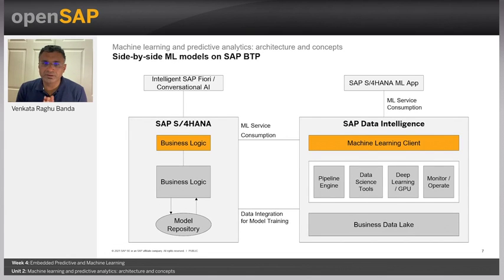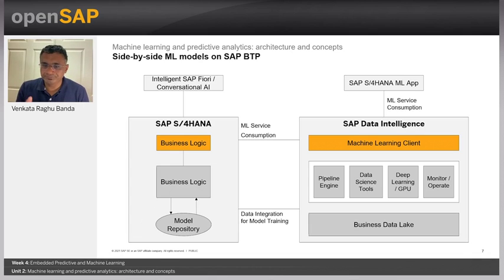Now, going further, let us quickly talk about these side-by-side machine learning models and how they are orchestrated. Here you need to see both the different things. On the left-hand side, you have your SAP S4HANA, and on the right-hand side, you have your SAP Business Technology Platform. Here, for example, I'm showing the data intelligence. This data intelligence sits on top of the SAP Business Technology Platform, or it can be your SAP AI Business Services. In this context, I'm taking the example of data intelligence.